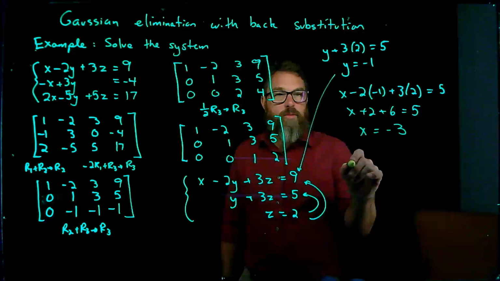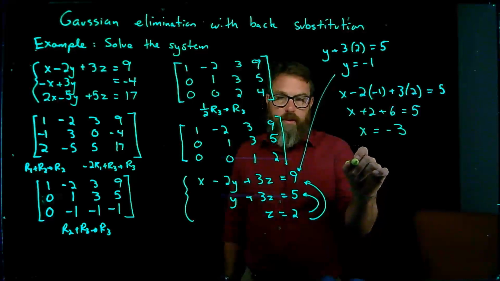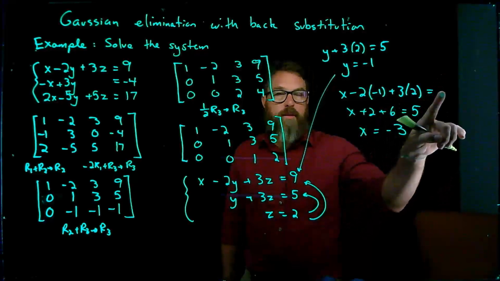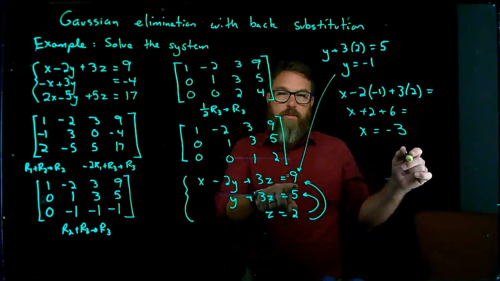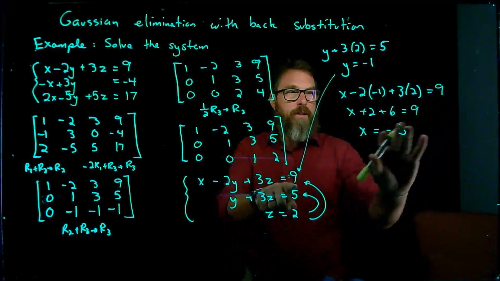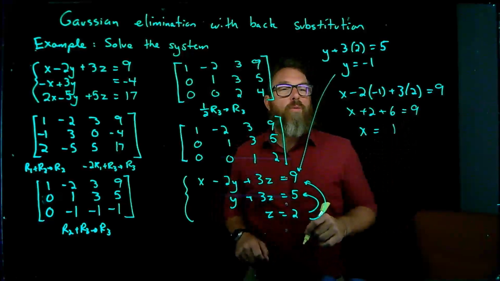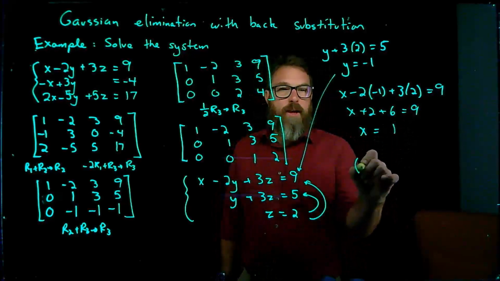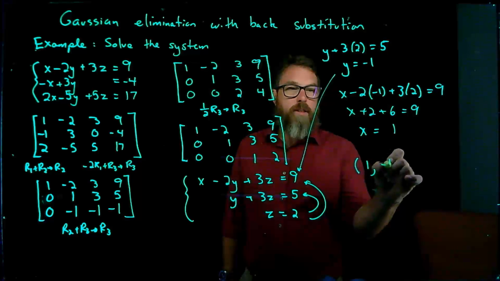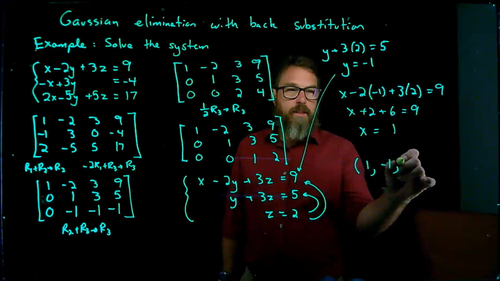So what we get is a solution of, oh, that should be a 9. That should be a 9. So that should be what? So what we get as a solution is x is equal to 1, y is equal to -1, and z is equal to 2.